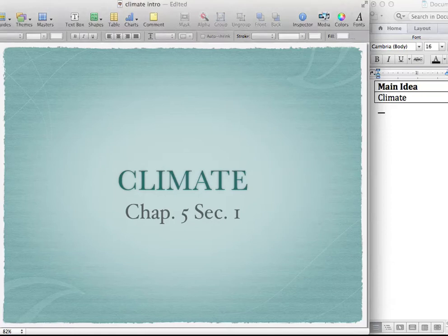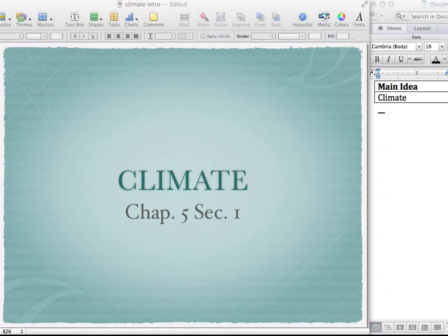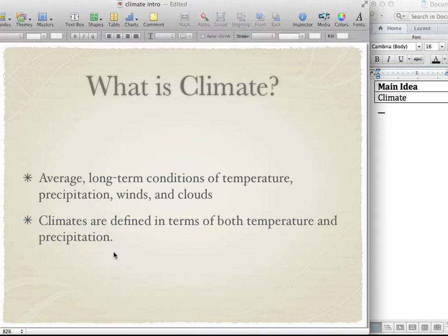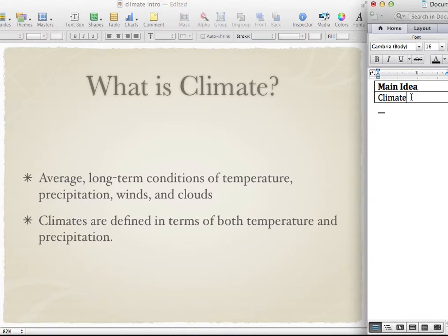And so we're going to be studying what is climate and what are the factors that go into affecting the climate of a region. So let's start by defining what climate is. Climate is the long-term average conditions of temperature, precipitation, winds, and clouds in a region. And this should definitely be in your notes that climates are defined in terms of both precipitation and temperature. So those are the two factors that are going to determine what the climate is for a region. And so these two factors are the defining characteristics of the climate of a region.